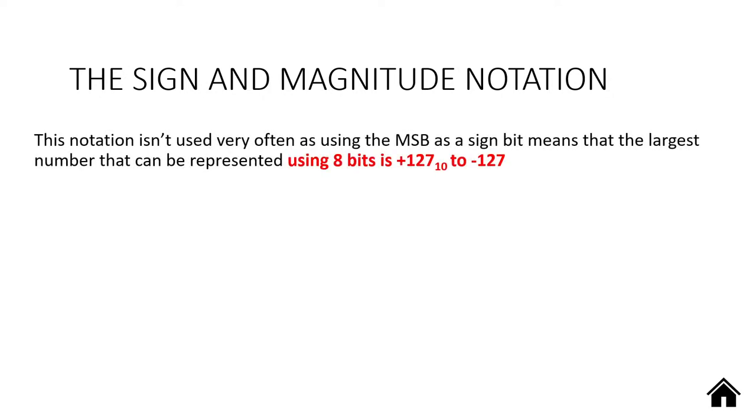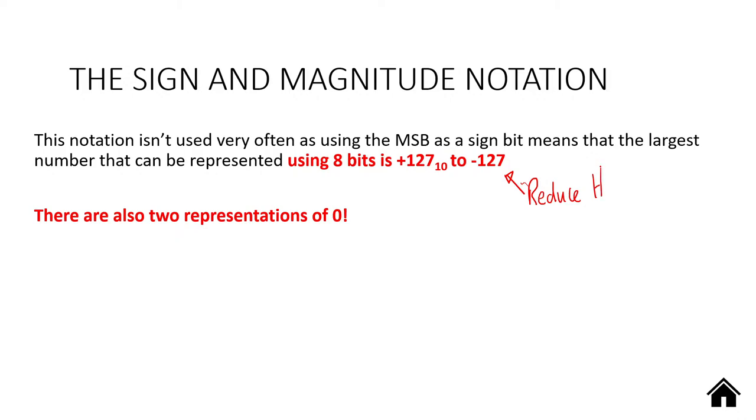So sign and magnitude. Now, this notation isn't used very often. We use two's complement, okay? But the most significant bit becomes a sign bit. And that means because you're using a sign bit, you reduce the size of the number. That is a negative. Why do you reduce the size? Because now the range has changed: you've got negative numbers now, but you've lost that end number.